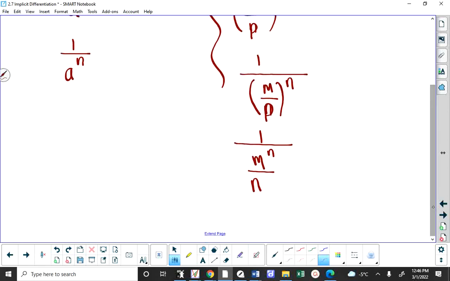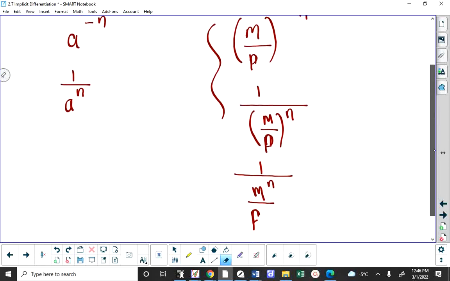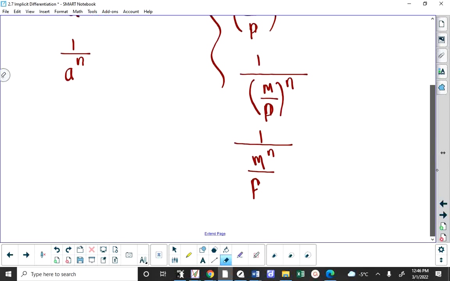I think you probably get the point anyway, but I don't want to cause any undue confusion. So m over p to the negative exponent is equal to 1 over m over p to the positive exponent, and I can apply that exponent to the numerator and denominator, which is called a power of a quotient. It's a grade 9, 10 thing you learn.